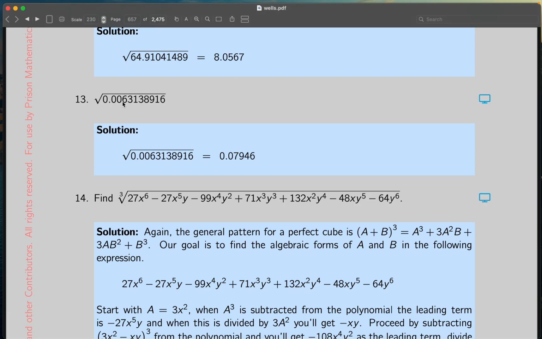This is 1, 2, 3, 4, 5, 6, 7, 8, 9, 10. Did I count that right? Let's see, 1, 2, 3, 4, 5, 6. Yeah, 10. So you could write the number as 63138916 divided by 10 to the 10th power. All right, the square root of 10 to the 5. All right. And then you're left with a number like 63, and you're left with a number on the end, which is 16, and you start to think about how you could come up with those.